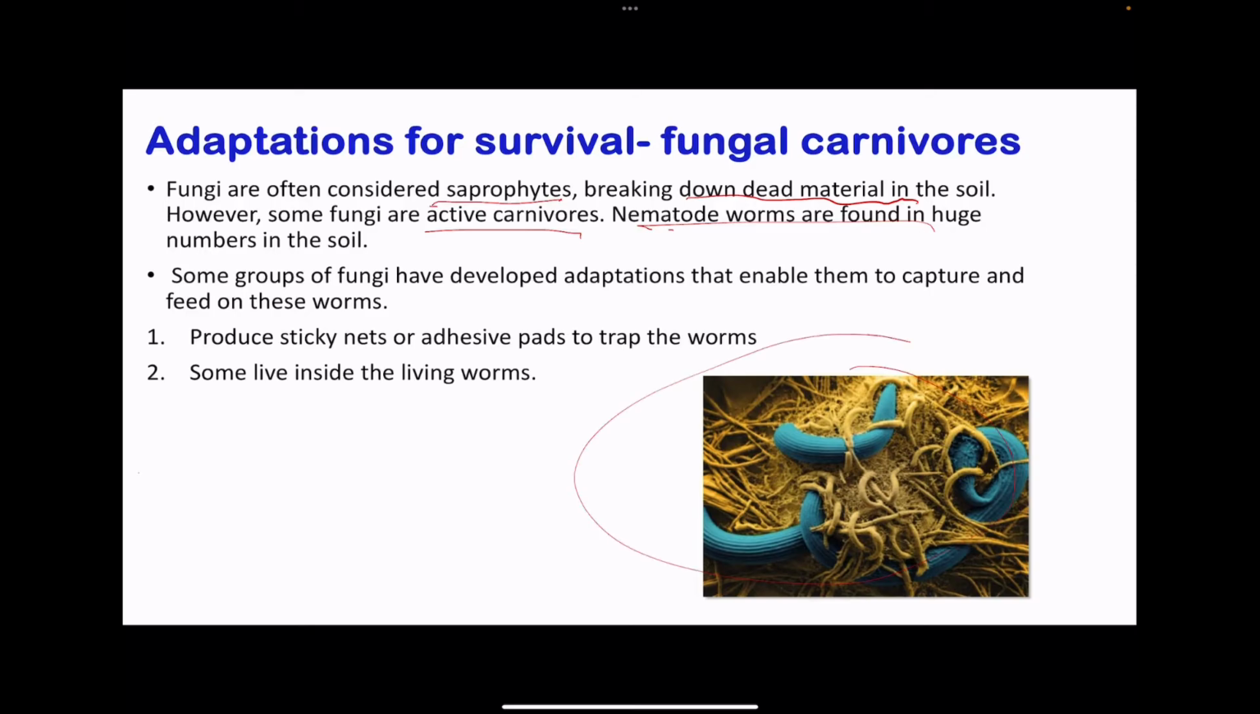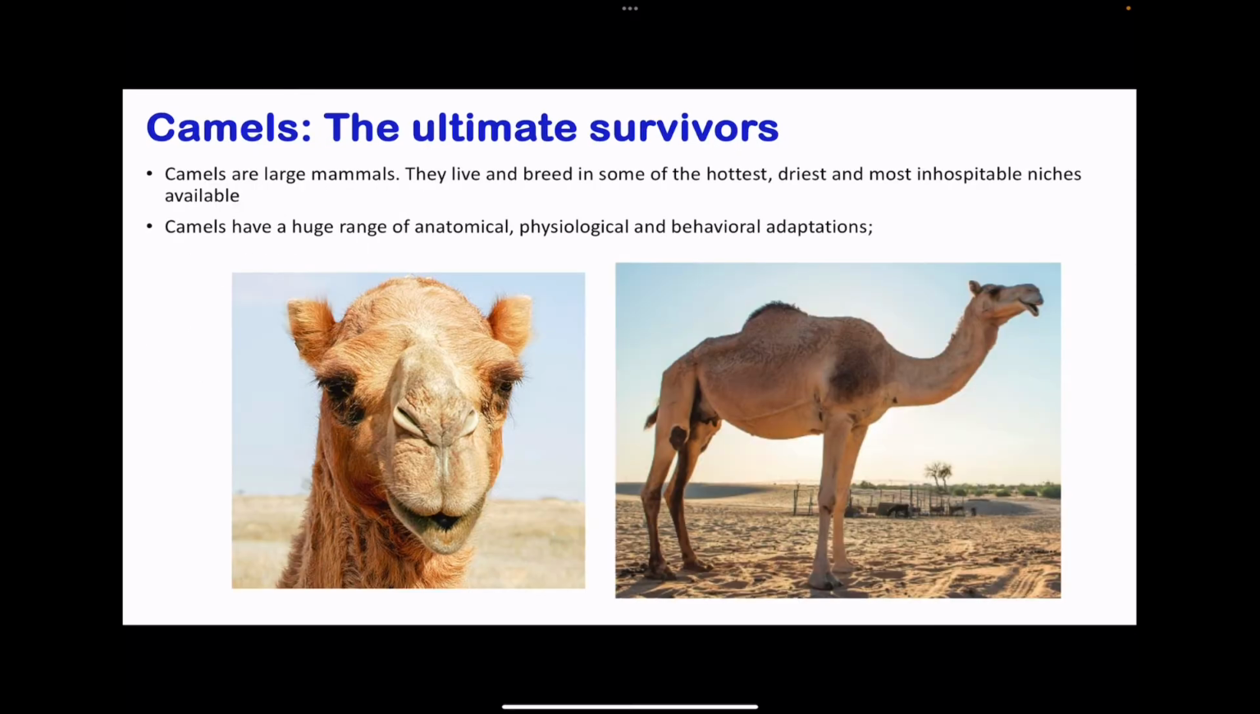For this, they have adaptations that help them to capture and feed on these worms. They produce sticky nets or adhesive pads to trap the worms, and then some live inside those worms. So basically, they can destroy the worms in order to get nitrogen that is contained within them. And again, this is an assumption, that they feed on these nematode worms in order to obtain a source of nitrogen. Looking at the camel, a camel is seen as an ultimate survivor.